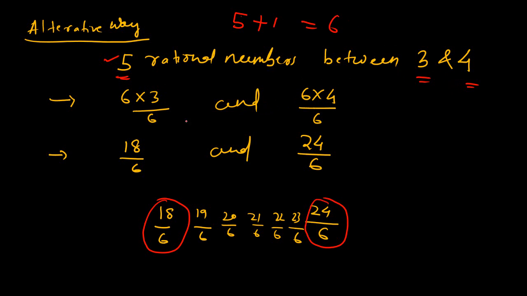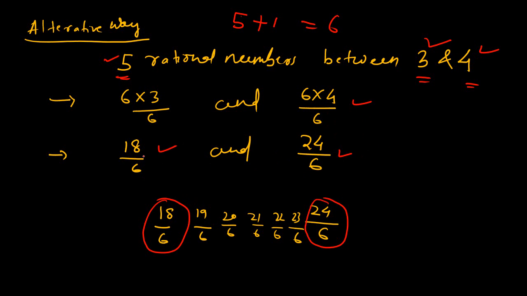Just to keep it safe, we multiplied 6 to 3 and then divided by 6. That means we can actually cancel 6 on both sides, and our original number remains the same. We also did the same thing with 4. We multiplied as well as divided by 6 in both numerator and denominator. That means we haven't really changed the numbers. 6 into 3 is 18 by 6, and 6 into 4 is 24 by 6. So 18 by 6 and 24 by 6 are nothing but 3 and 4. There is absolutely no change.